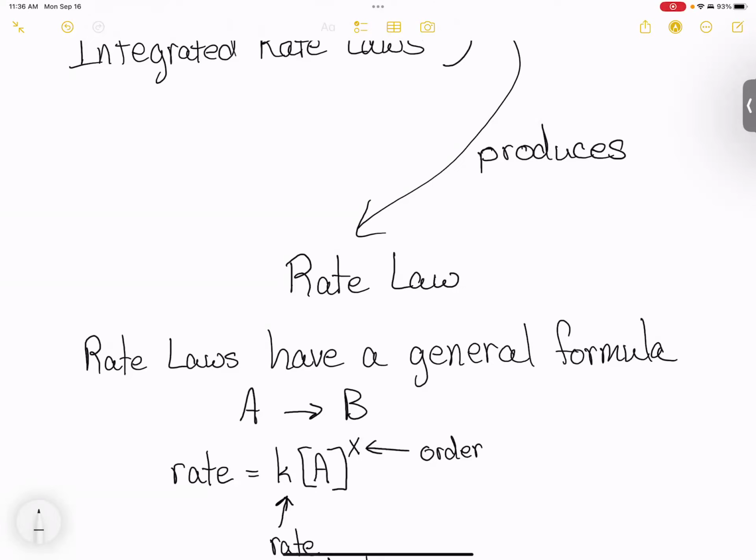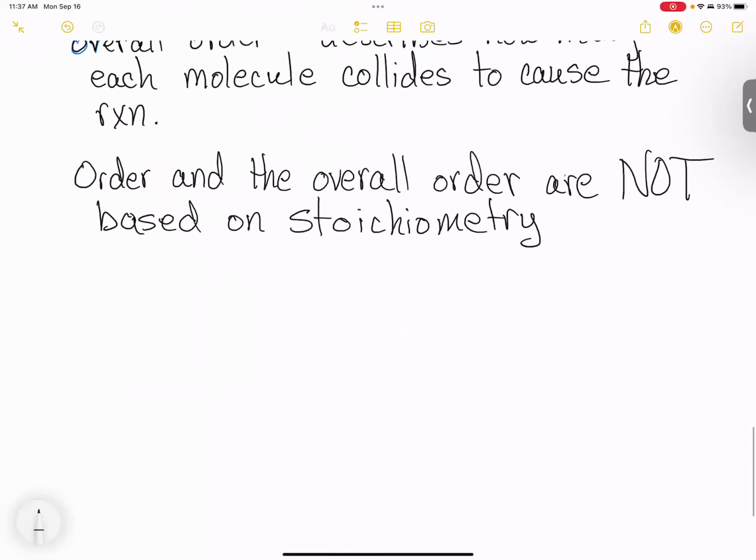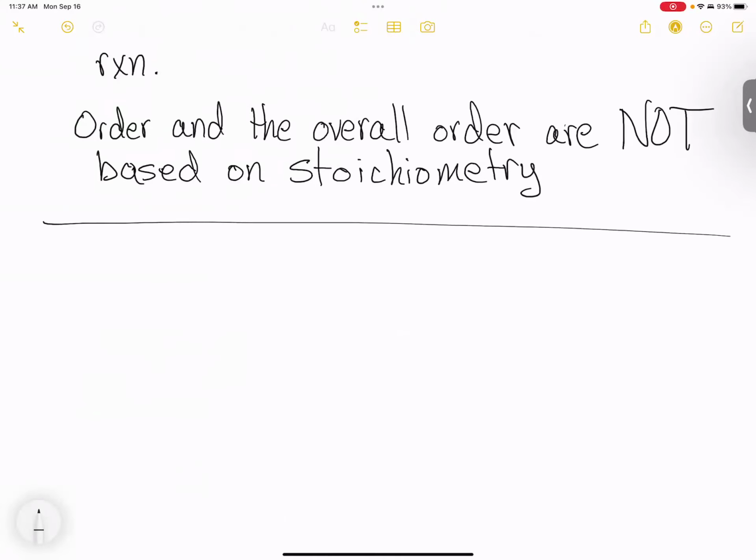When we develop a rate law, it always is going to have the same generic form. It's going to be rate is equal to the rate constant times the concentration of the reactant raised to its order. The order describes how many of that molecule actually participates in the reaction. So let's look at some examples of rate laws.